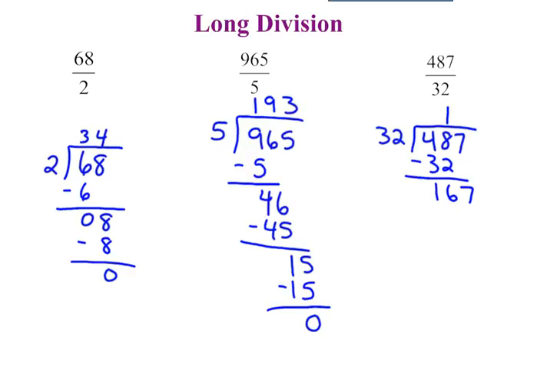How many times does 32 go into 167? 5 times. 5 times 32 is 160. Now we subtract, and in this case, we actually have a remainder of 7. What this means is that 32 is not a factor of 487, because it doesn't go into 487 a whole number of times. Sometimes, whenever we have a remainder, we write our answer as 15 and 7/32, which would be our answer.